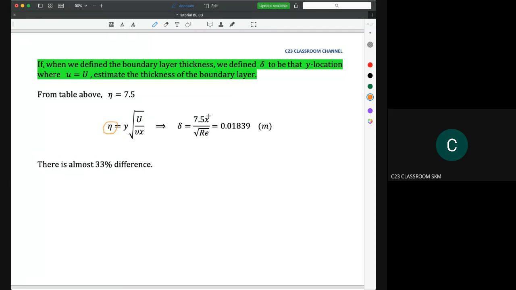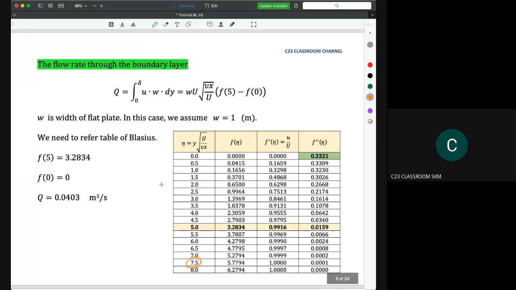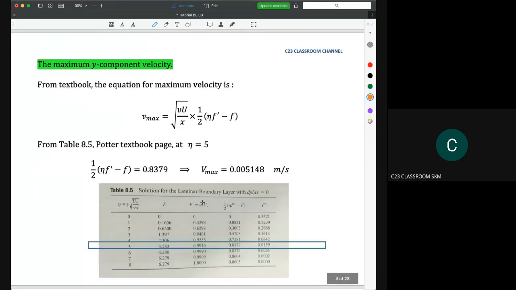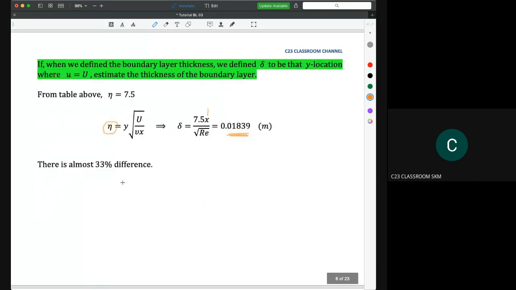And then we know that the value of x here is 2 meter. So we could calculate that delta is 0.01839. If we compare this answer with the previous one that we got, the percentage difference is around 33%.